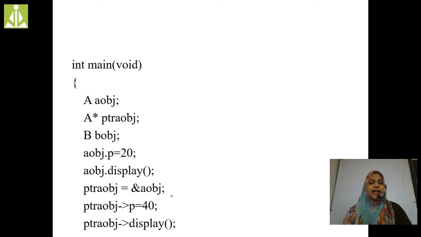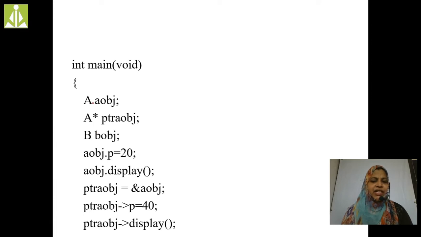Now here I am going to create the objects. Here int main is there. In main, I am creating the object aobj for class A. Now A is the base class, and for this base class we are creating the pointer variable, ptra. Now I am going to create one more object, bobj.